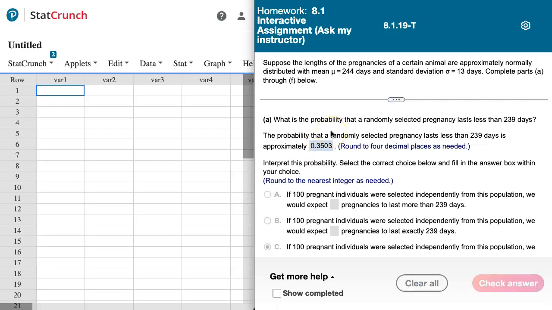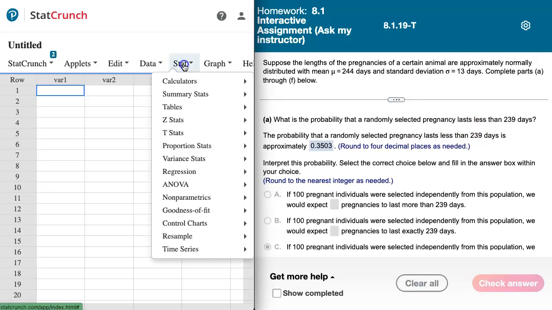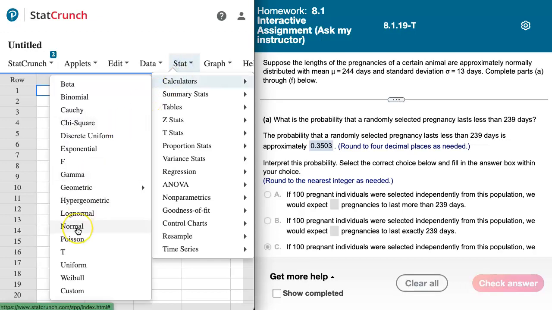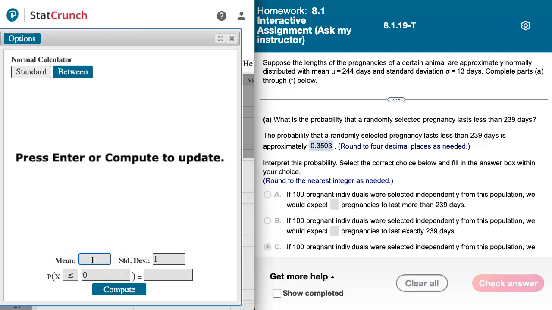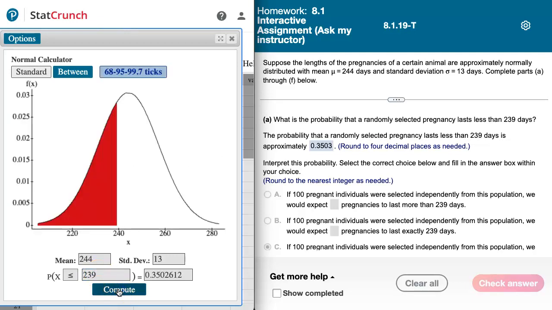This first one is asking us to find the probability of a randomly selected pregnancy lasting less than 239 days. So we'll come over here to StatCrunch, select Stat, Calculators, and Normal, because remember this was an approximately normal distribution. We'll then update it with the mean and standard deviation for the population, and we want to find the probability that the pregnancy lasted less than 239 days. We'll click compute and we see a visual diagram of that region shaded under the normal curve, as well as the requested probability.